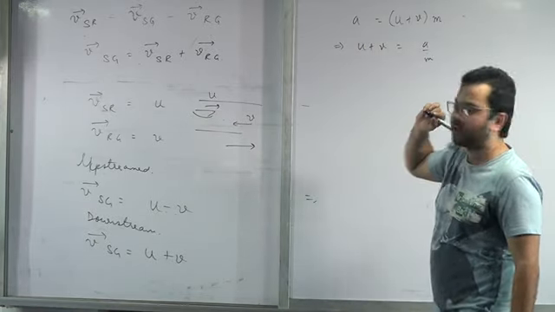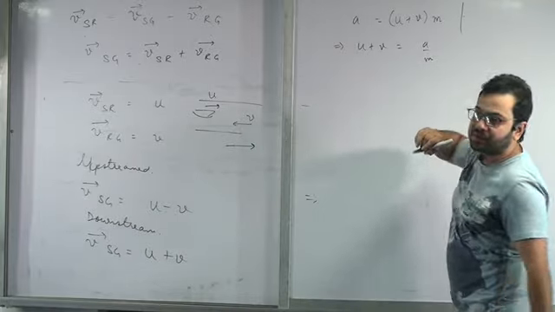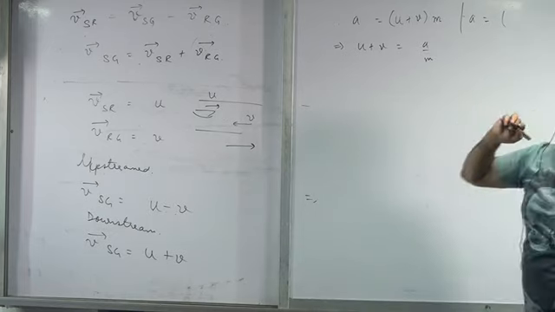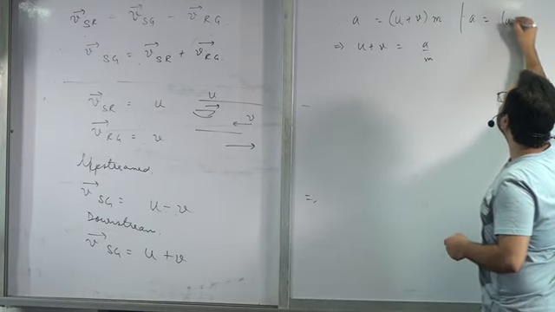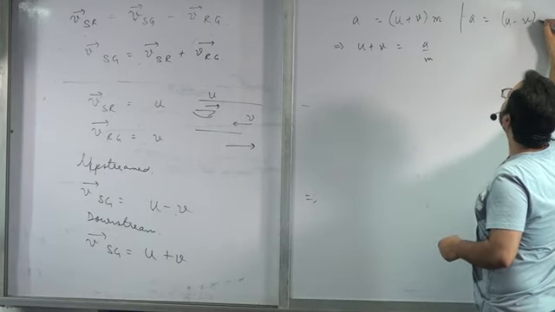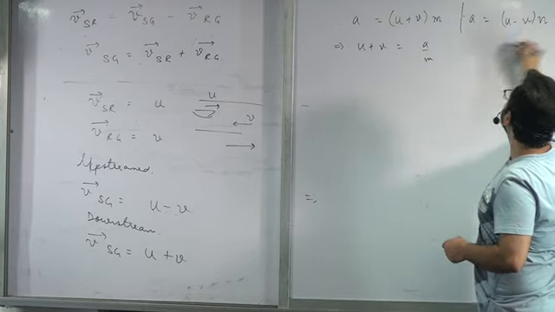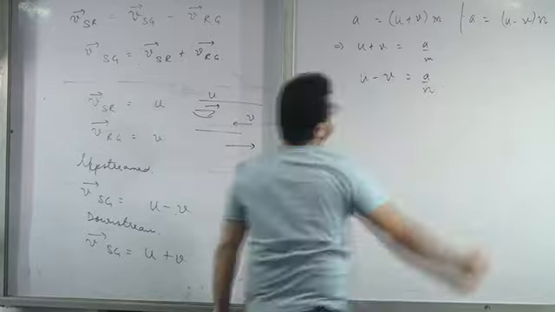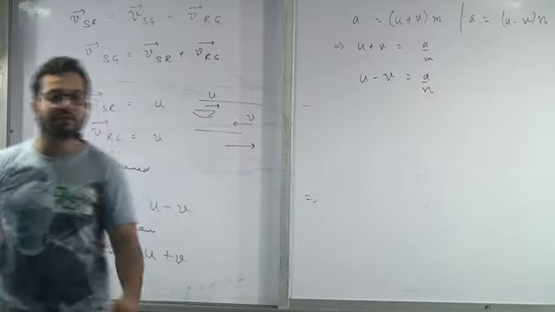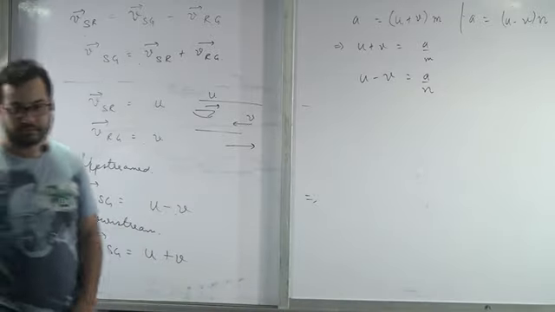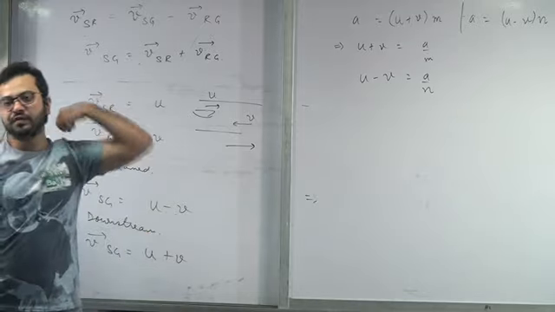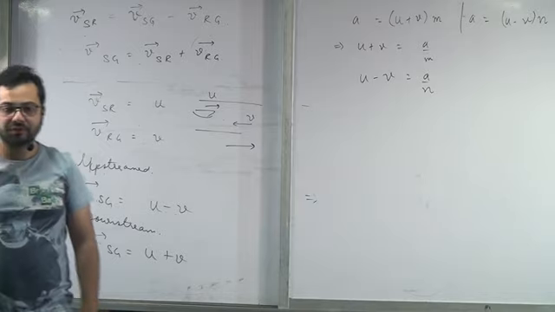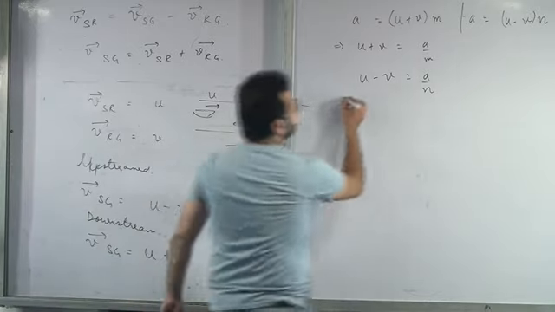Correct? Okay. Now when it is going upstream, what is the distance traveled? A. But what is the velocity now? U minus V. And what is the time taken? N. Okay, so I can write U minus V is equal to A by N. What do we have to find out? We need to find out U and V. That is the velocity of the boat with respect to the river and the velocity of river with respect to ground. Is that clear? Okay, so we can add these two.